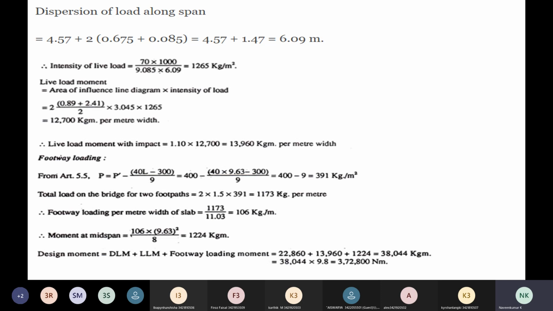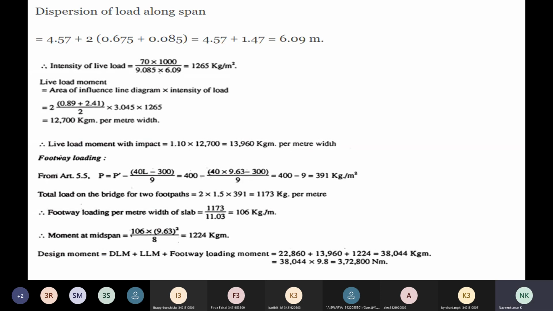For the second case, the live load is calculated as per the IRC recommendation, and the moment is calculated using the influence line method from structural analysis. So that is the second kind of moment intensity you have calculated.